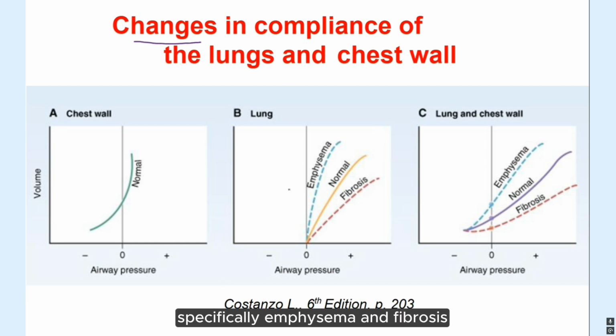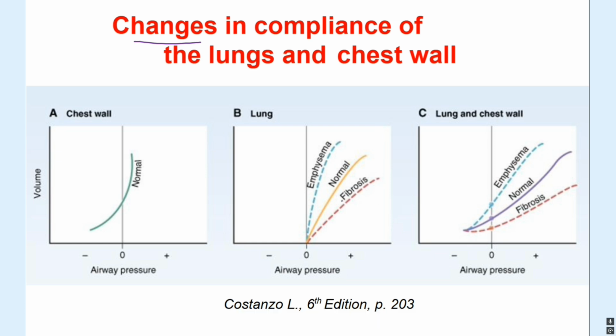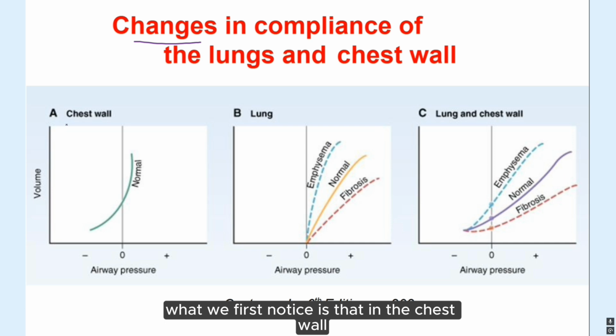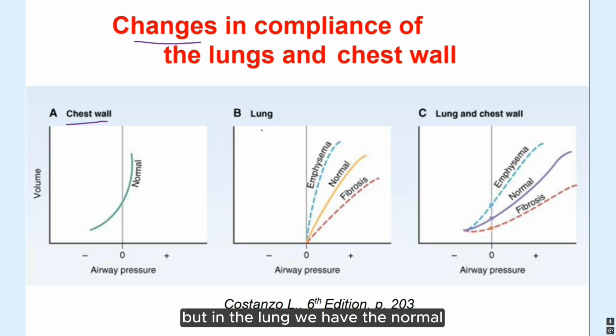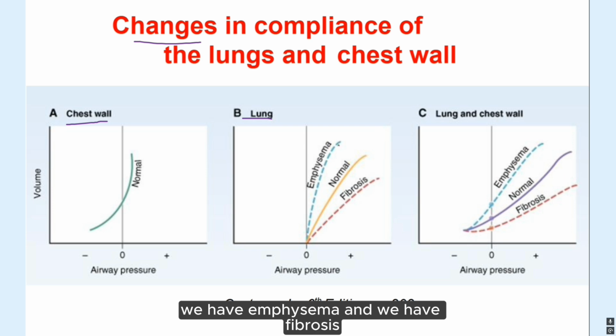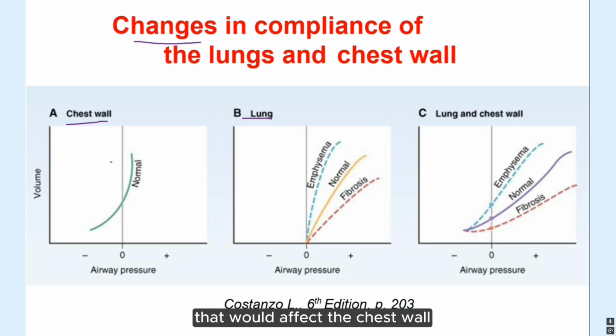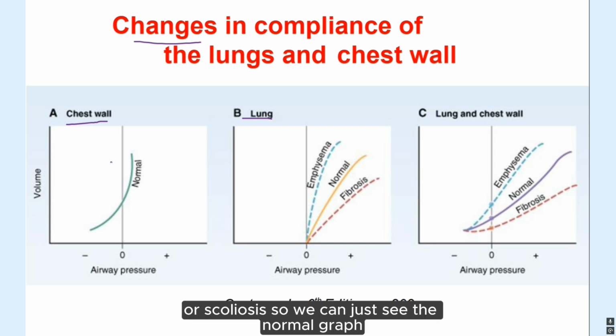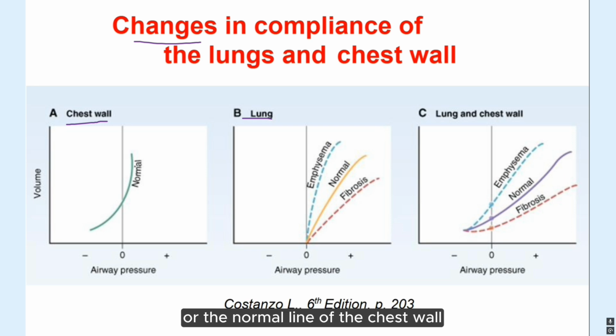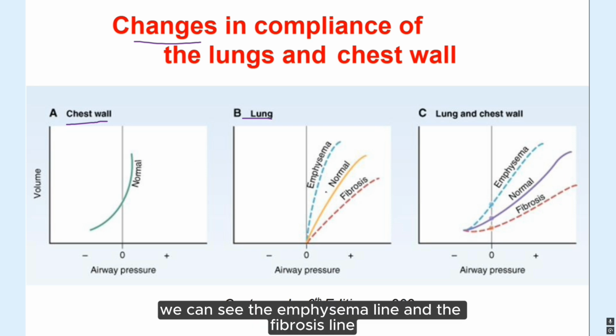So this slide builds upon what we've previously taken, and it shows us the changes in compliance in terms of diseases, specifically emphysema and fibrosis. What we first notice is that in the chest wall, we only have the normal, but in the lung, we have the normal, we have emphysema, and we have fibrosis. The reason emphysema and fibrosis are not also in the chest wall is because these diseases affect the lung. They don't affect the chest wall. An example of a disease that would affect the chest wall would be things like obesity or scoliosis. So we can just see the normal line of the chest wall. But when we look at the lungs, we can see the emphysema line and the fibrosis line.